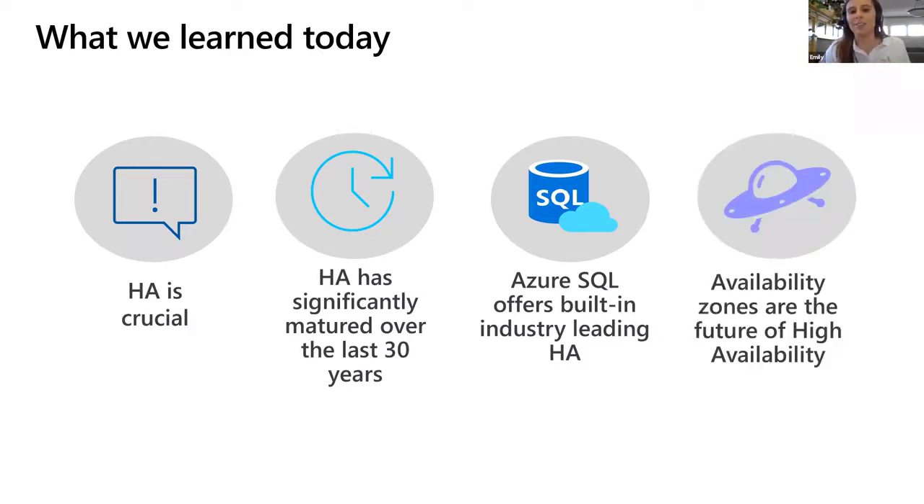Last, availability zones are the future of high availability. This synchronous replication guarantees no lag in committed transactions to secondaries, so there's always another replica readily available to fail over to with no data loss within the same region, even when a full data center goes down.